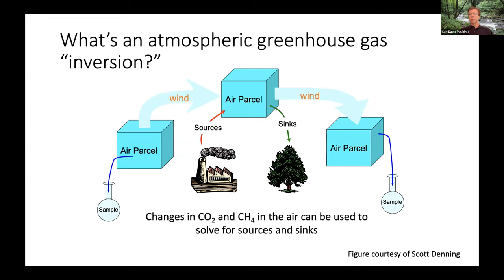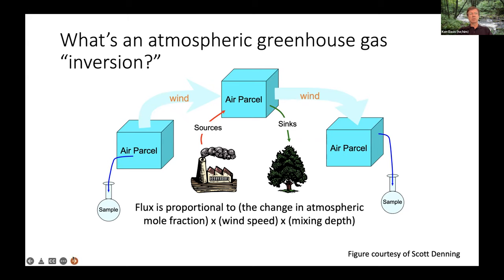For those who might not do this sort of integration or know what atmospheric inversions are about, here's a simple description. I stole this figure from Scott Denning a long time ago. And so this shows a really simple cartoon of collecting data at one point upwind, another collection of data downwind. By measuring the change in concentration in the air, we can solve for sources and sinks of greenhouse gases. The flux is actually proportional to the change in mole fraction, upwind minus downwind, times the wind speed times the mixing depth. That's pretty simple.